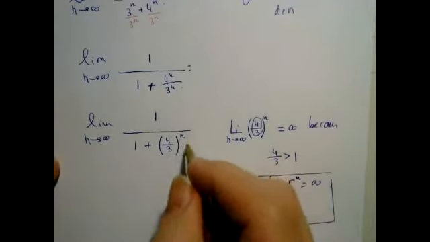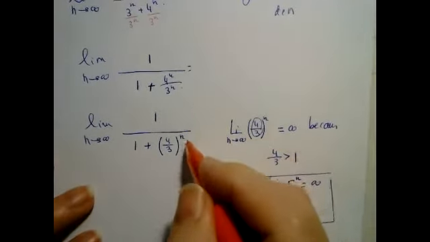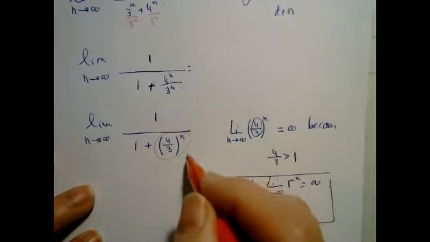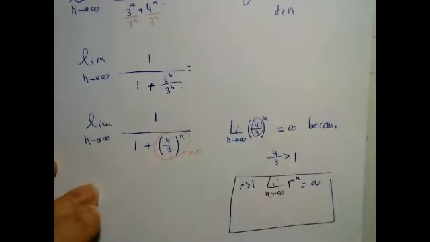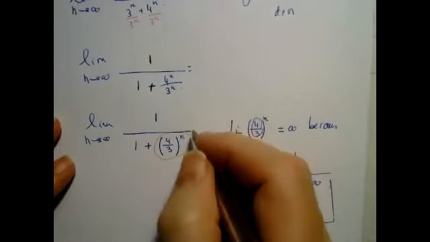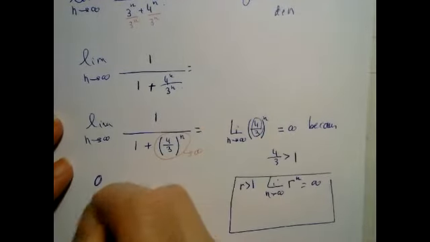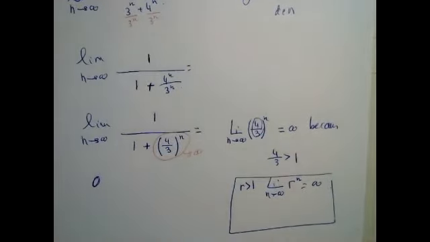Okay, so now I am basically fine. This is going to blow up to infinity. And then I have 1 over infinity, something large, and now I'm going to get my 0. Absolutely step by step.